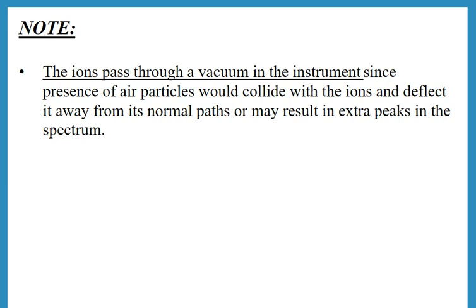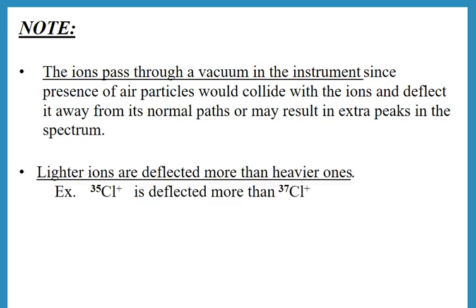Okay, again, you need to know that inside the instrument, the ions are passing through a vacuum. And this is important. It should be a vacuum and not air, for example, because remember that these are particles, and if we have air particles in the instrument, the air particles could collide with my ions and change the way in which they're deflecting. So this will affect the deflection of the ions, or it will give extra peaks in the spectrum due to the particles of the air instead of the particles of the atom. So this is one thing you need to remember.